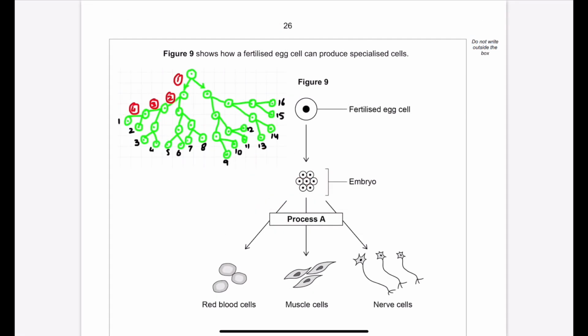Figure number 9 shows how a fertilized egg cell can produce specialized cells. A fertilized egg is given here. It reproduces and an embryo is formed. From the embryo we can see that it has the capacity to divide into specific kinds of cells like red blood cells, muscle cells, and nerve cells.